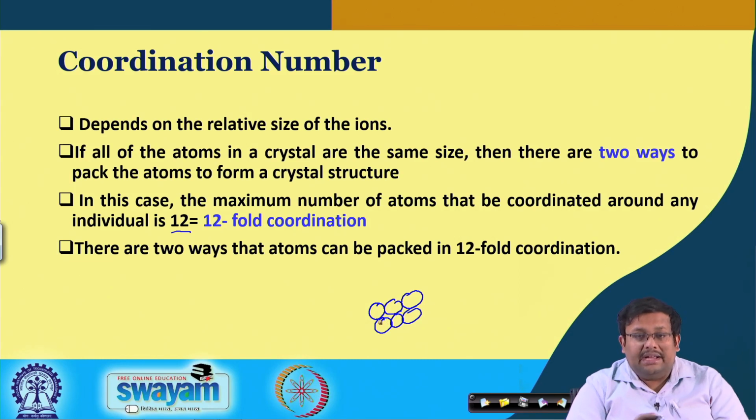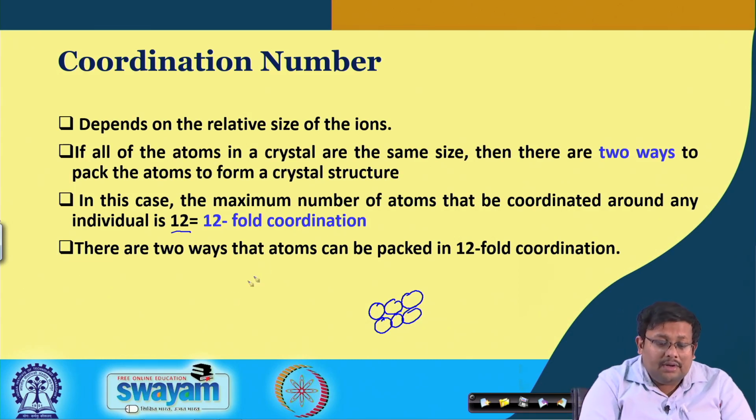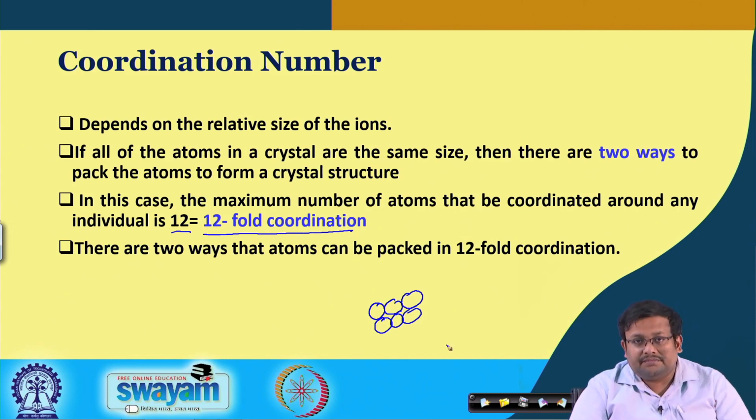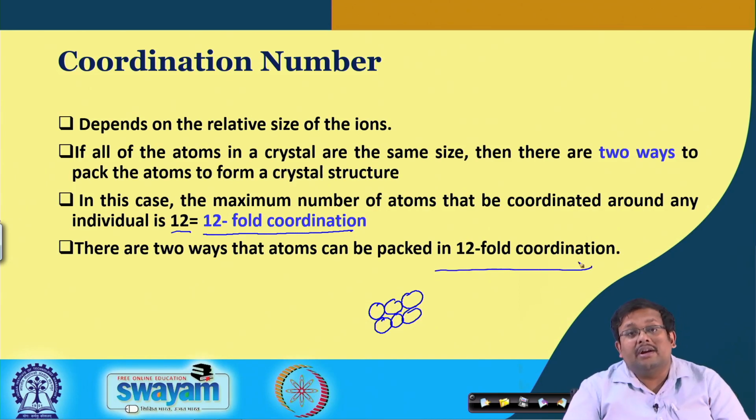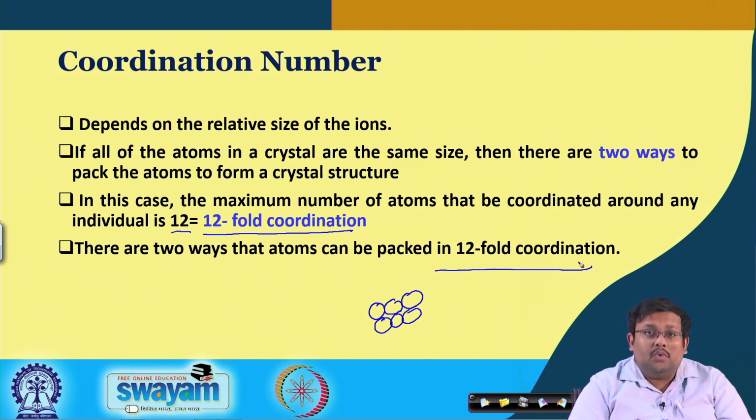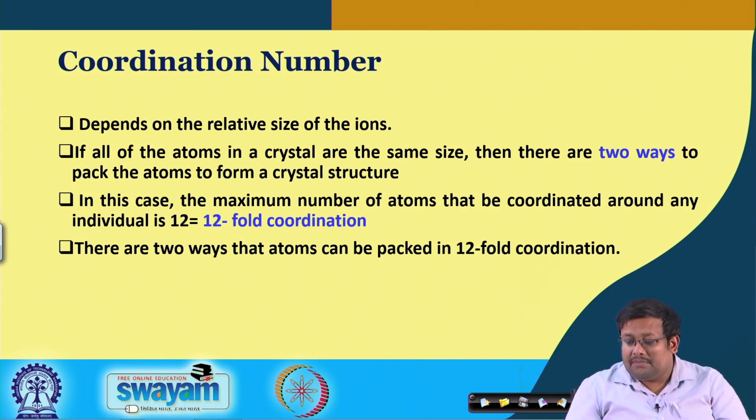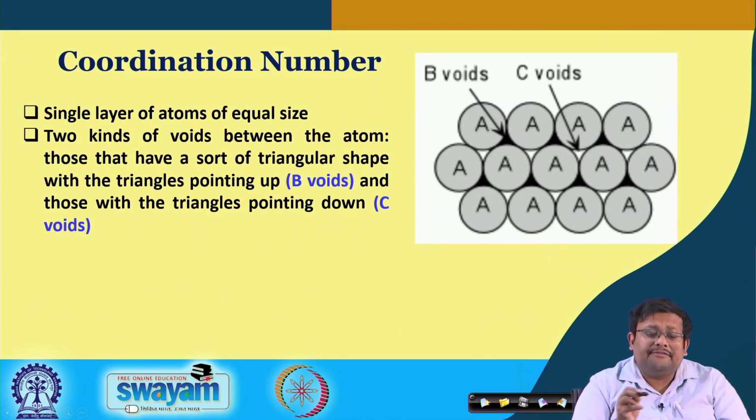if we stack 2 layers. So, in that case, we will call it a 12-fold coordination. Now, there are two ways that atoms can be packed in a 12-fold coordination, and we will see that.